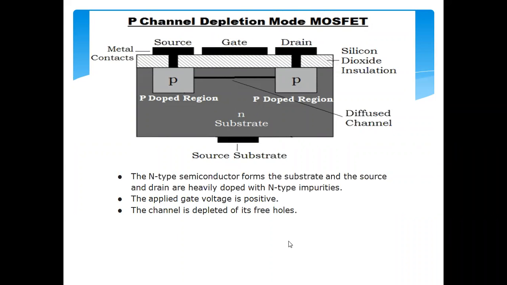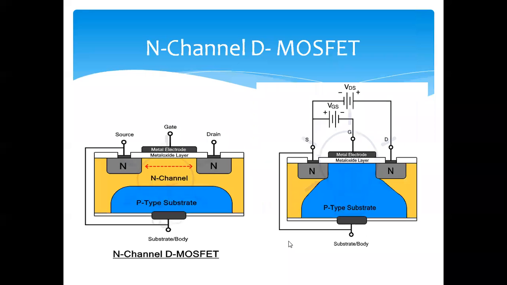All the current contribution is because of only and only majority carriers, and that's why it is called a unipolar device. In case of BJT, the total current is contributed by the majority as well as minority carriers. But in case of MOSFET, you should always remember the total current is contributed by only majority carriers, as it's a unipolar device. Clear with this? So this is about the N channel depletion mode MOSFET and P channel depletion mode MOSFET.